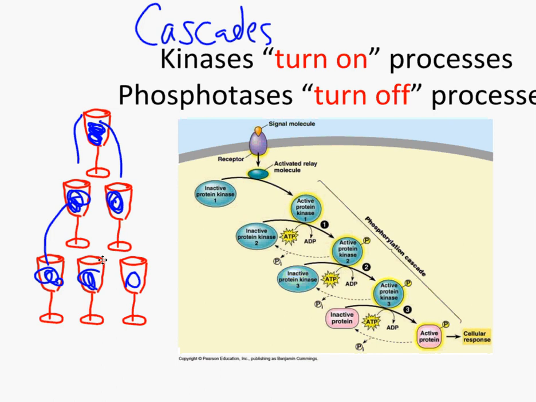Well, how do we translate this into cell communication? You have one signal molecule here, and through that one signal molecule, you have the initiation of many cellular processes. If it's a kinase cascade, then you're turning many cellular processes on. Think of this as amplifying the signal. There's one signal, but lots of responses are being amplified through all of these different relays that are going on.